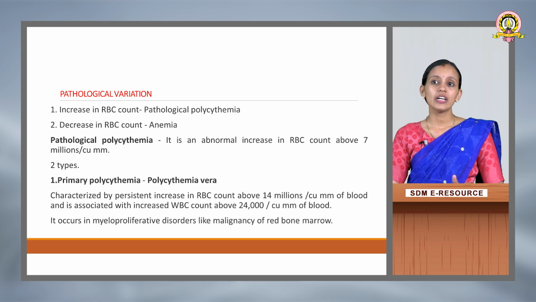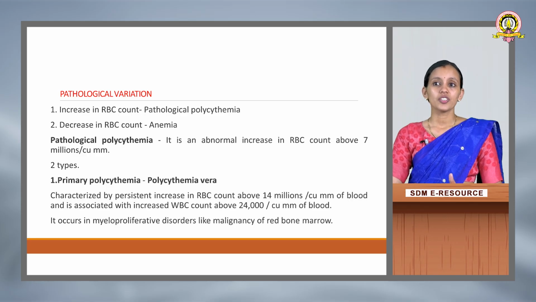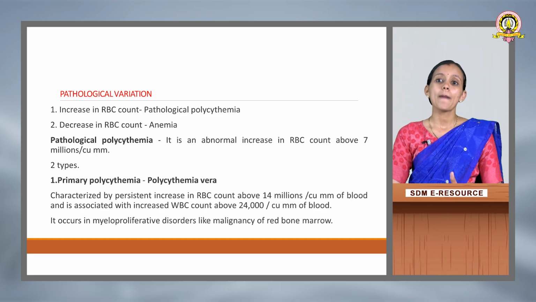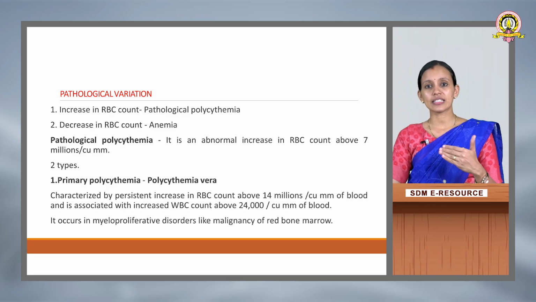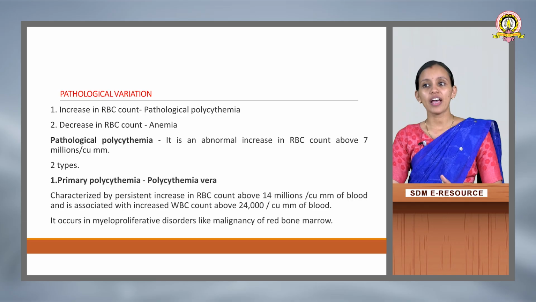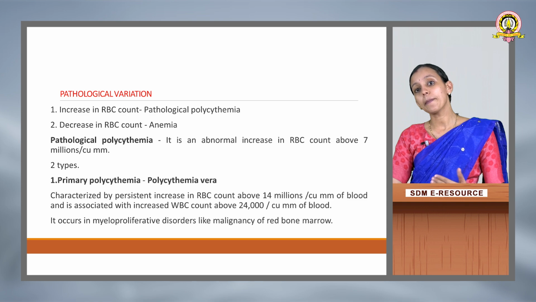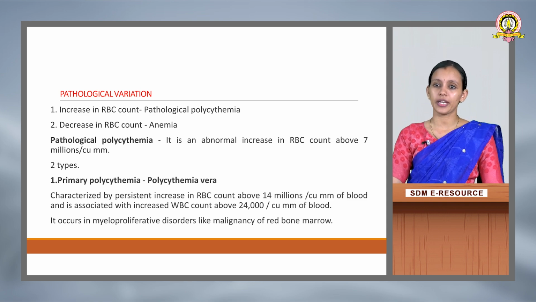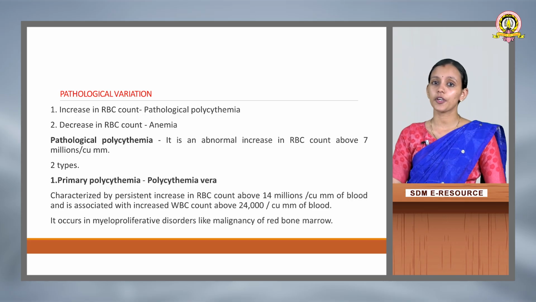Here again you have an increase in RBC count and a decrease in RBC count. An increase in RBC count is called pathological polycythemia, and a decrease in RBC count is called anemia. Anemia we will discuss again in a separate session. In pathological polycythemia there is an abnormal increase in the RBC count, going above 7 millions per cubic mm.